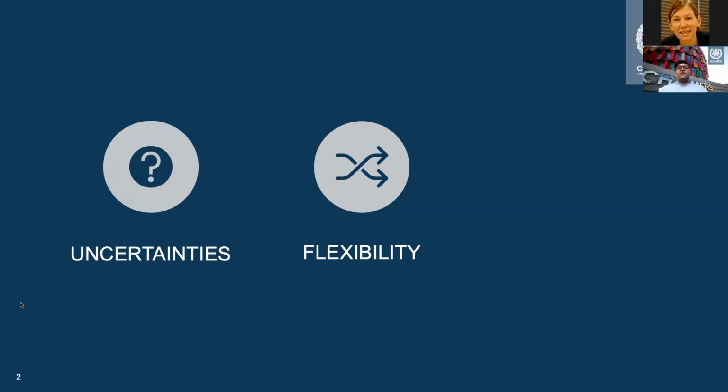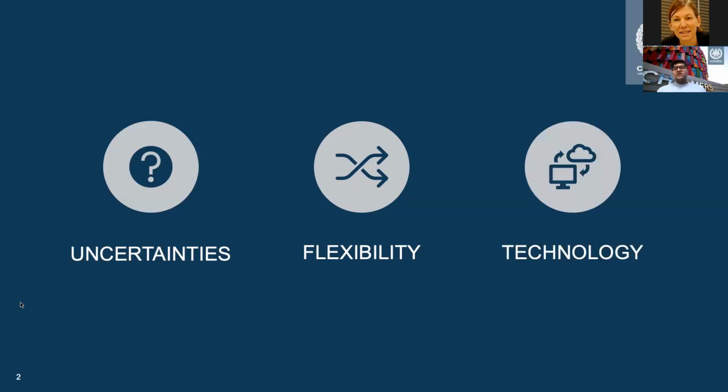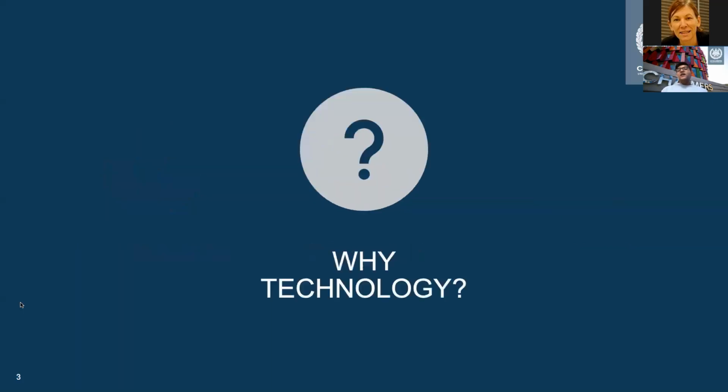You can achieve flexibility in many different ways. Manager decisions play an important role. You can optimize systems in different ways. What I look into is using technology. Why technology?